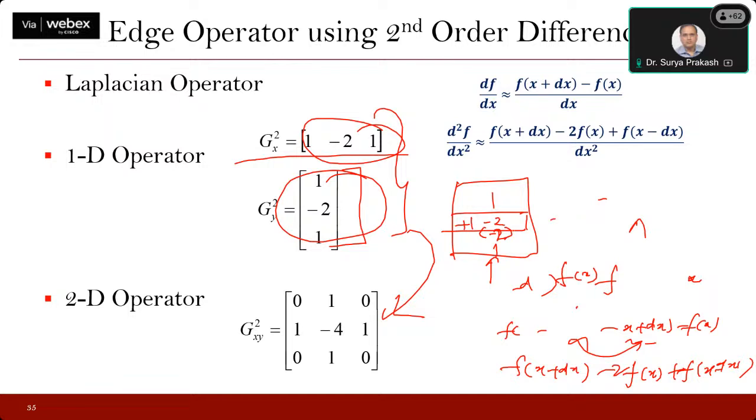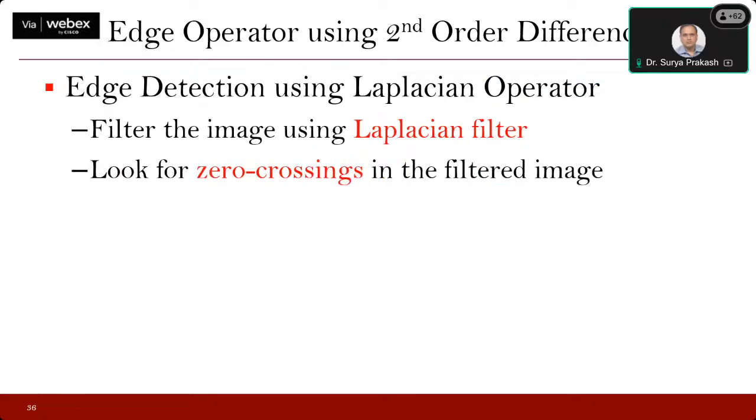So if you combine, you see that at the corner you have 0, 0. At these places you have 1, 1, 1, 1, at all these 4 places, and at the center you have 2 minus 2 and minus 2, so that becomes minus 4. So if you want to compute the edges by using the second order derivative, then you can directly apply this filter on the image.